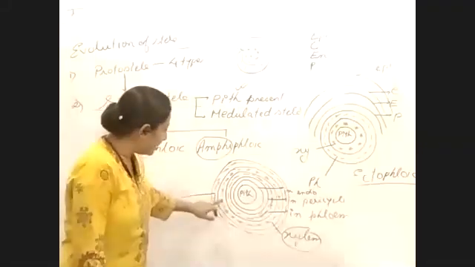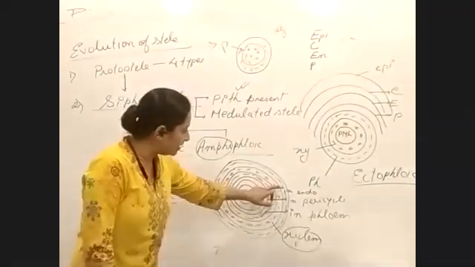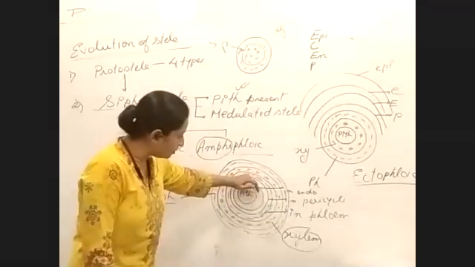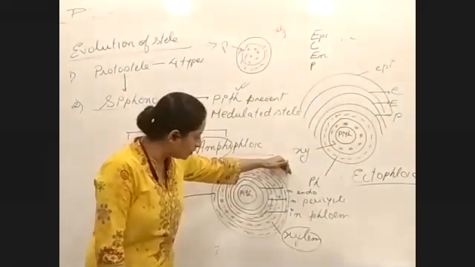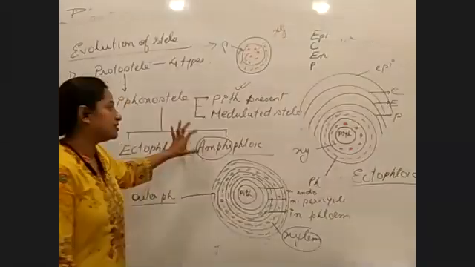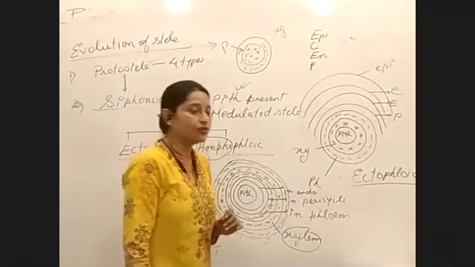If the xylem is surrounded by two layers of phloem, one towards the inner side and one towards the outer side, that type of stele is called amphiphloic siphonostely.